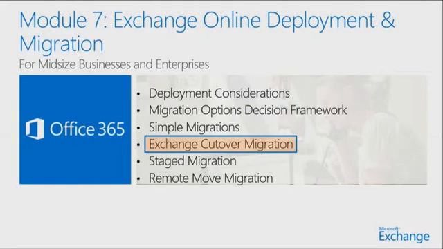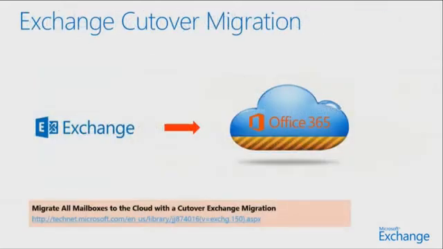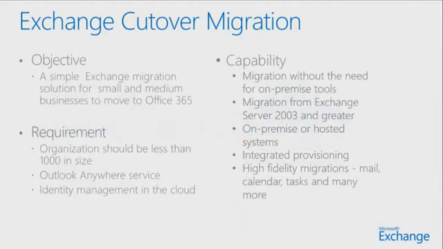Exchange cutover migration, which is very common for this. This is the most common type of migration for the SMB that you're going to do. And again, I've put a link here to the exact step-by-step Microsoft solution on how to do this. So this is from Exchange to Office 365, whether it's Exchange 2003, 2007, 2010, even 2013 if you want to do a cutover migration from that.